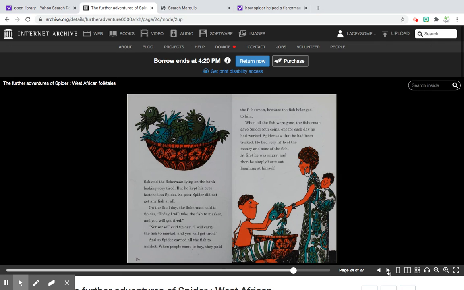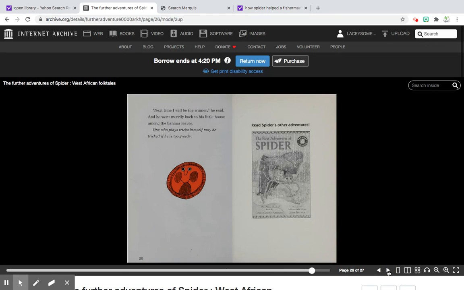When people came to buy, they paid the fisherman because the fish belonged to him. And when all the fish were gone, the fisherman gave Spider 4 coins, one for each day he had worked. Spider saw that he had been tricked. He had very little of the money and none of the fish. And at first he was angry, and then he simply burst out laughing at himself. Next time, I will be the winner, he said, and he went merrily back to his little house among the banana leaves. One who plays tricks himself may be tricked if he is too greedy.